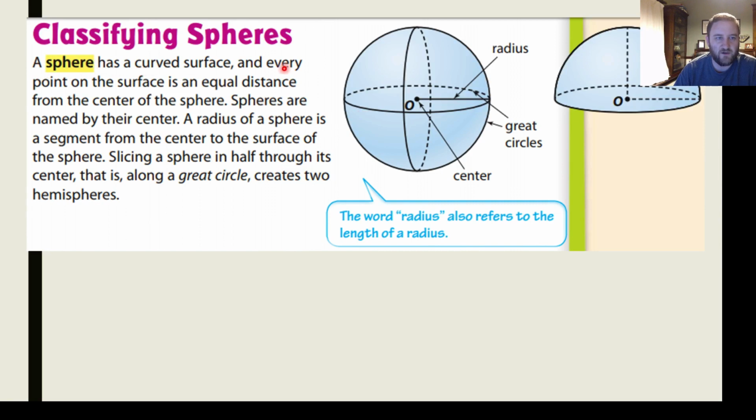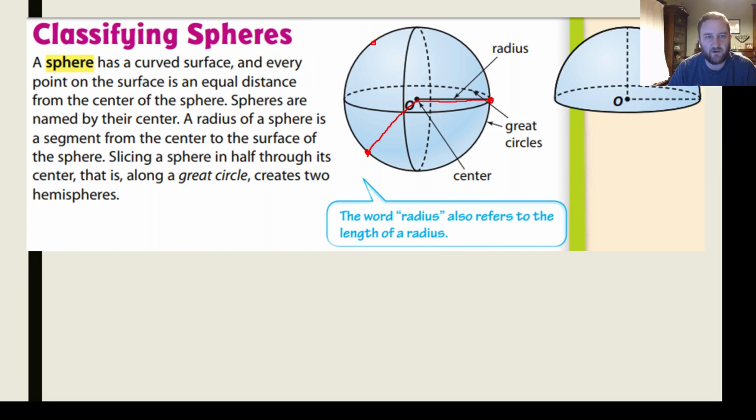Okay, so a sphere has a curved surface, and every point on the surface is an equal distance from the center of the sphere. So that's one thing that's important. Anytime you have a point here on the edge of the sphere, it's always an equal distance to the center from any other point on the edge. So like, let's say I were to pick this point right here. This point to the center is the same distance as this outside point to the center.